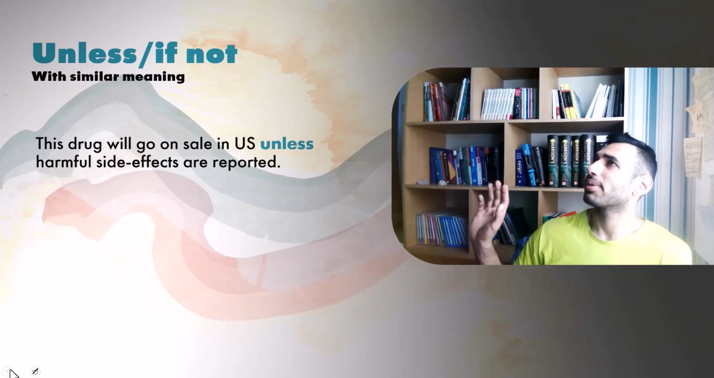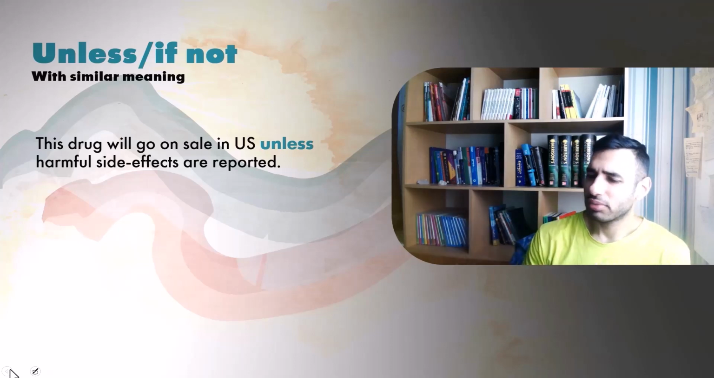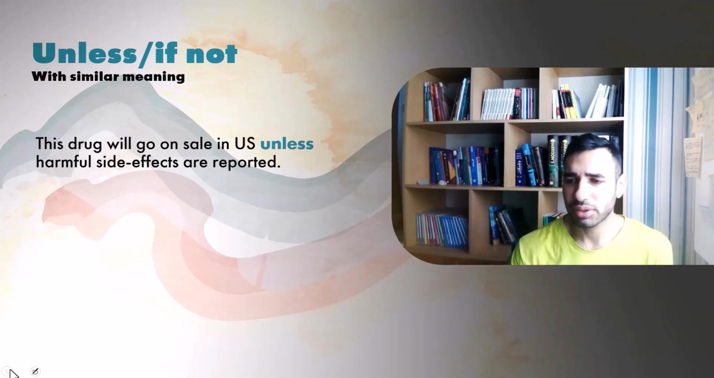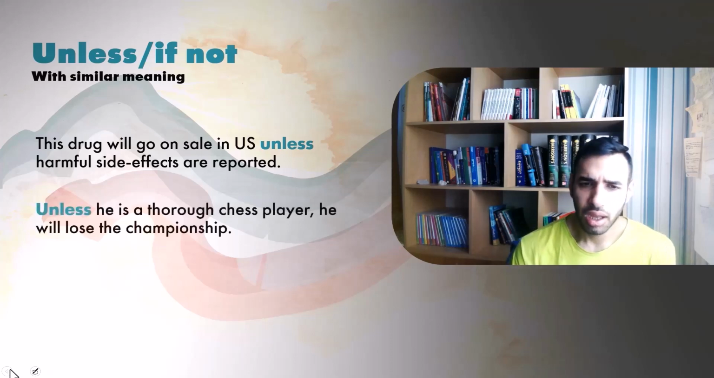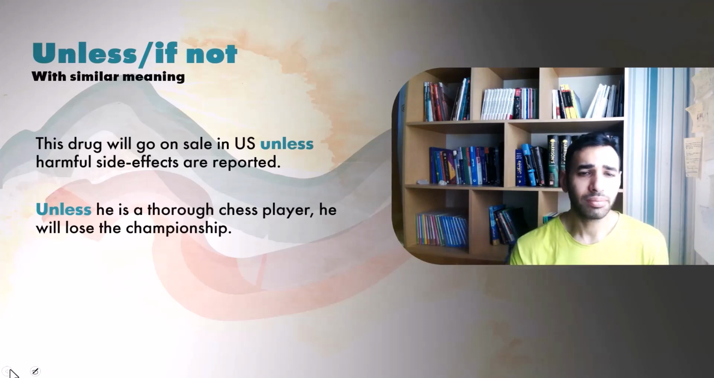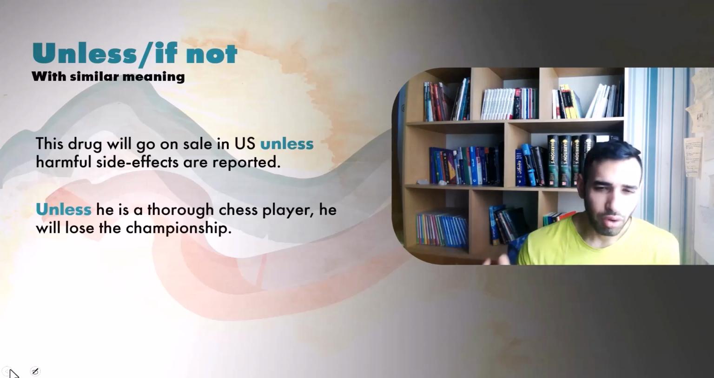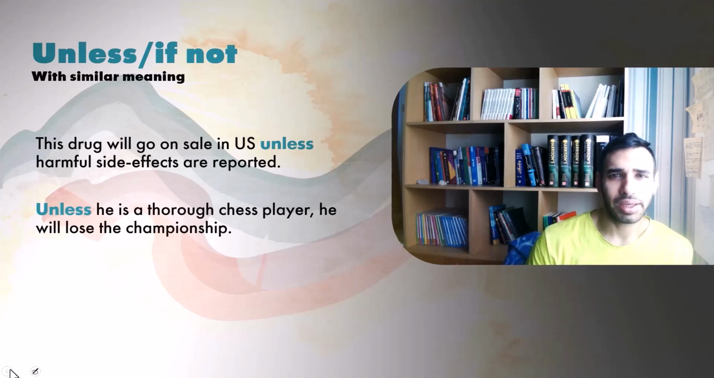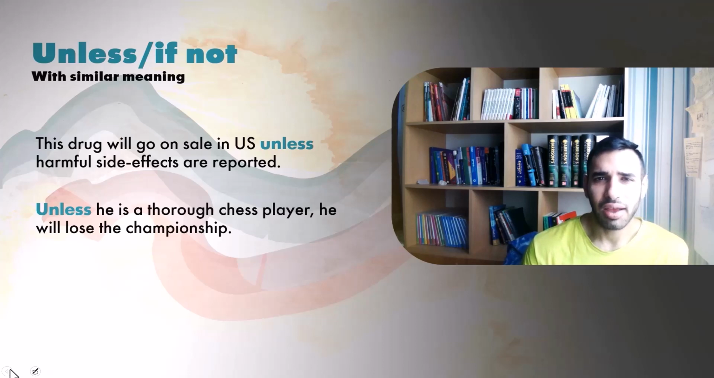Unless our company is able to raise enough money, it will have to close down, it will have to shut down. If our company is not able to raise enough money, we will have to close down. Unless he is a thorough chess player, he will lose the championship. Unless he is a thorough chess player. If he is not a thorough chess player, real condition, and unless and if not have similar meaning here.